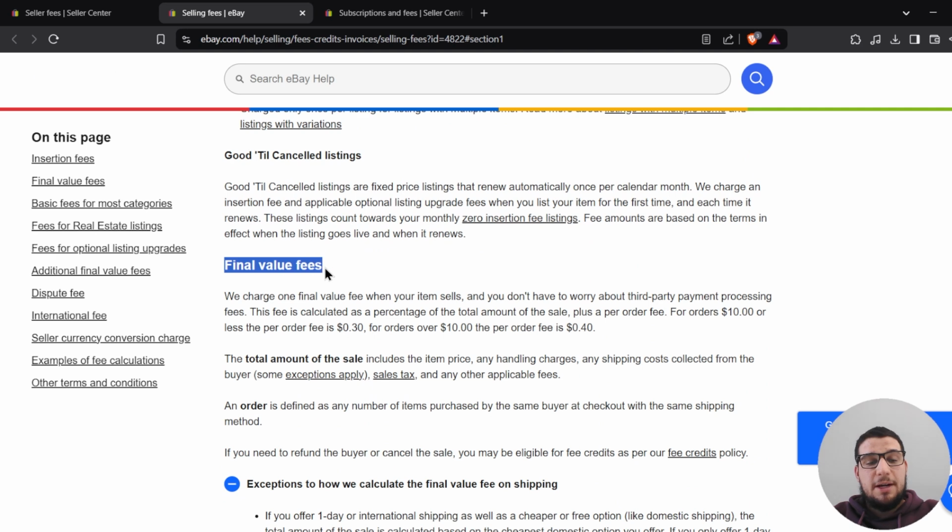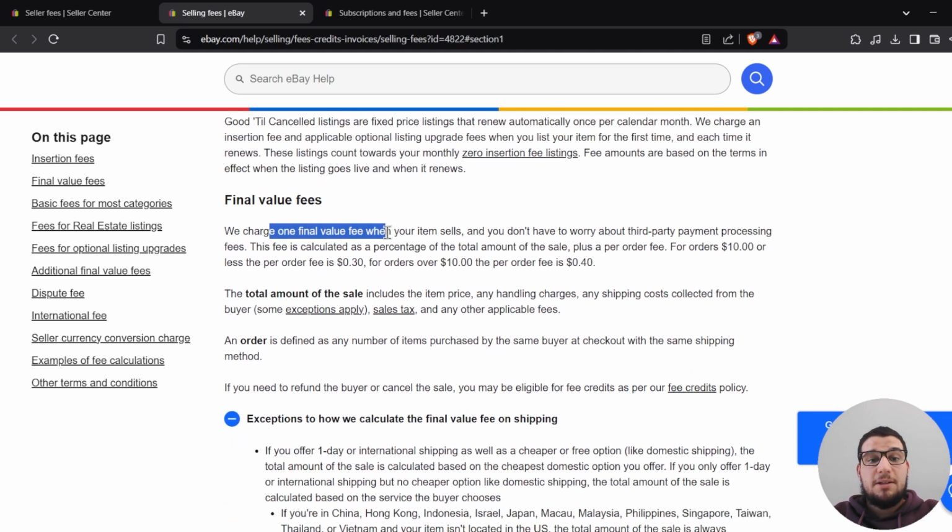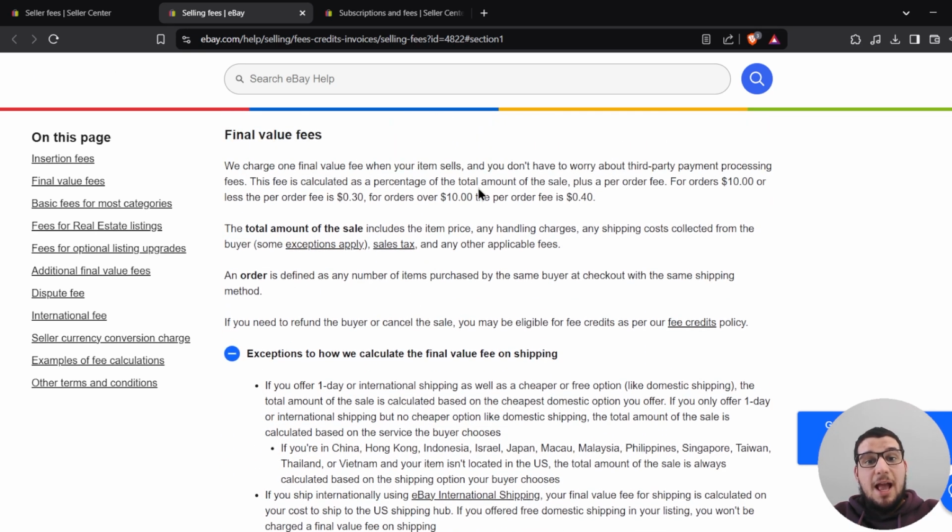So we have here final value fees. We charge one final value fee when your item sells, and you don't have to worry about third-party payment processing fees. This fee is calculated as a percentage, so keep that in mind, of the total amount of the sale, plus a per order fee. So for example, for orders of $10 or less, the fee is fixed. As I show you with the Wise calculator, it's 30 cents. For orders above it, the fee is 0.5 plus the percentage that they're taking.